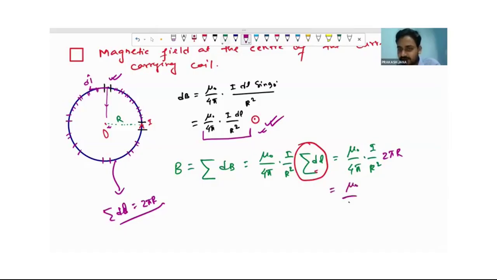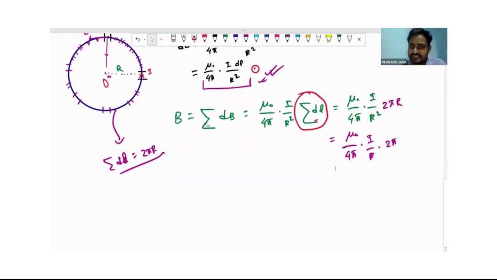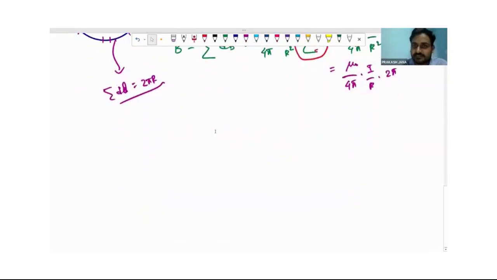So finally we will have mu naught by 4 pi I by r times 2 pi. Intentionally I have written 2 pi here. I could have divided 4 pi by 2 pi and written 2, but intentionally I write mu naught by 4 pi I by r times 2 pi. Why? It has a physical significance actually. What is that? See, at the center, the total circle subtends an angle that is nothing but 2 pi. We will use this information in the next problems.